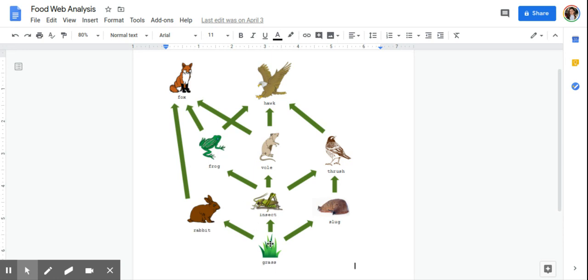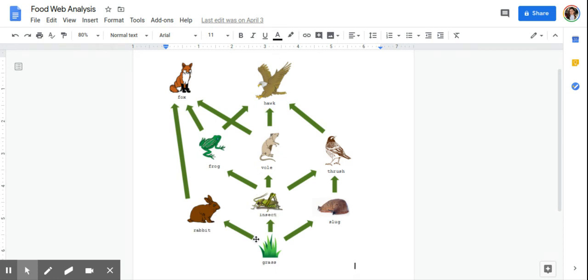The way that food webs are structured is very similar to what you may have seen with a food chain or a food pyramid. We're going to have our primary producers at the bottom. For us in this model, that is the grass. Then we're going to have our primary consumers, our secondary consumers, our tertiary consumers, and sometimes you may even see a quaternary consumer. So it's going to go up in level, okay?